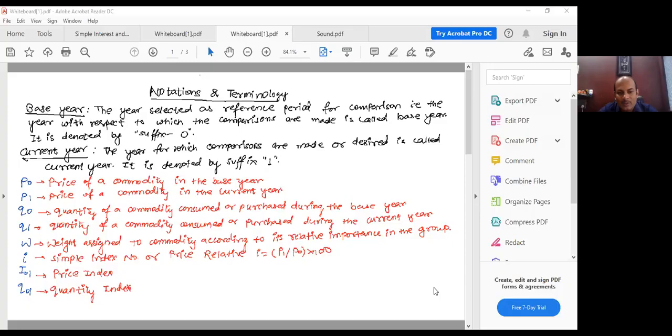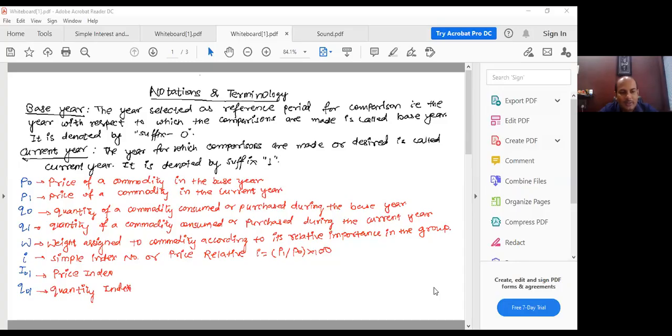As we are going to deal with the price and the quantity primarily in this particular chapter, let's understand what is P0. The price of a commodity in the base year. P1 is the price of the commodity in the current year. Right? As we have taken the suffix 0 and 1, 0 for the base year, 1 for the current year. So that's the reason we are saying P0 is the price of a commodity in the base year and P1 is the price of a commodity in the current year.